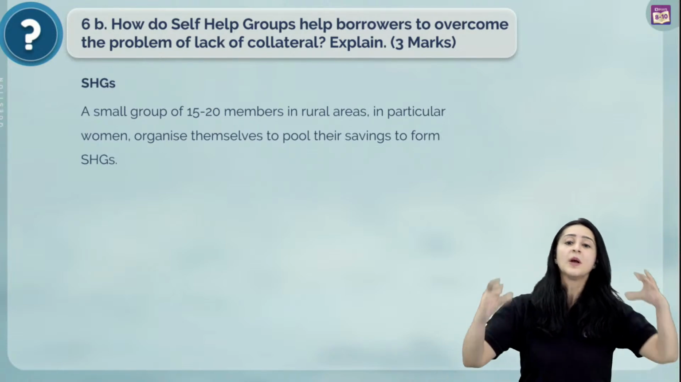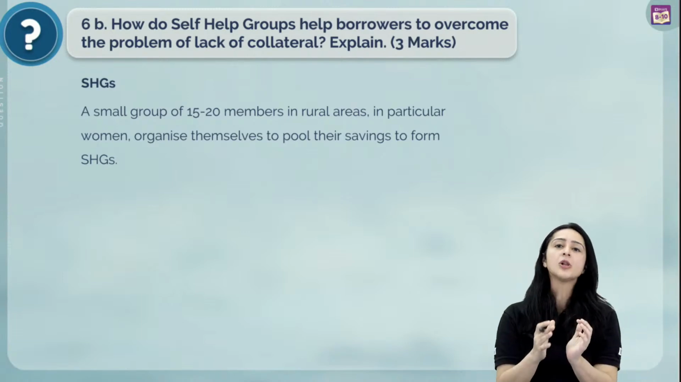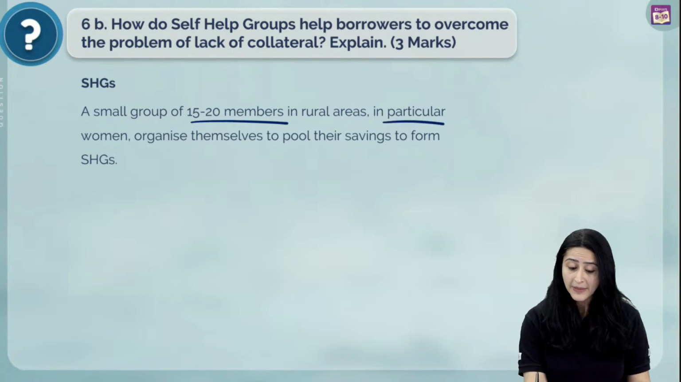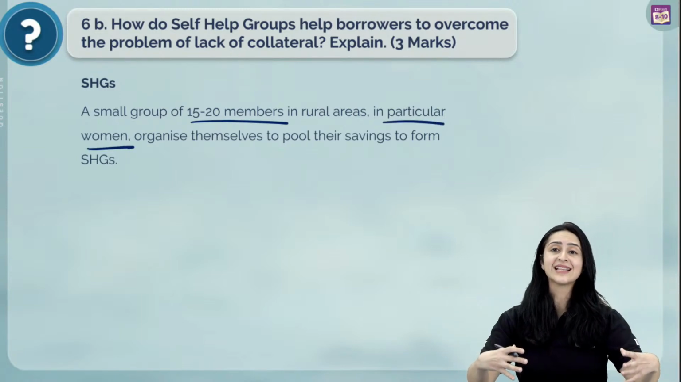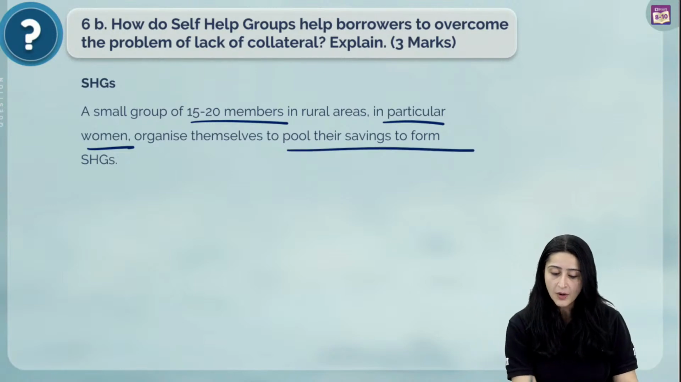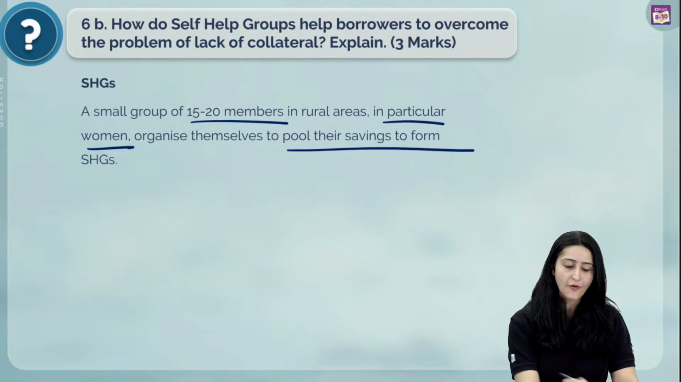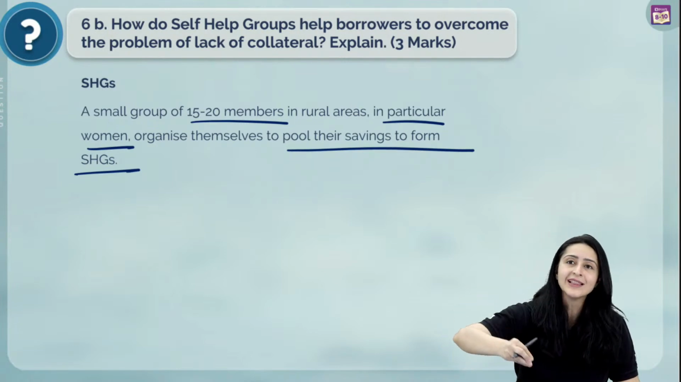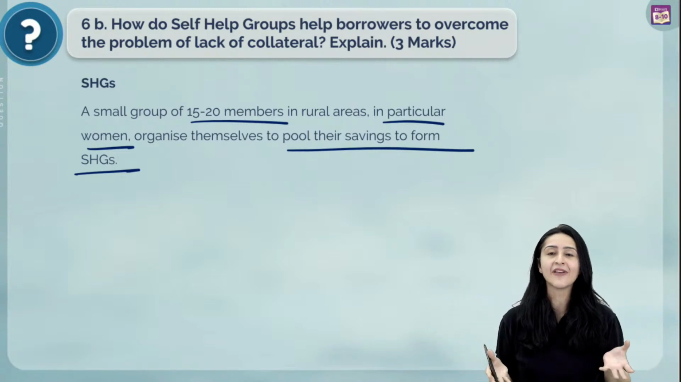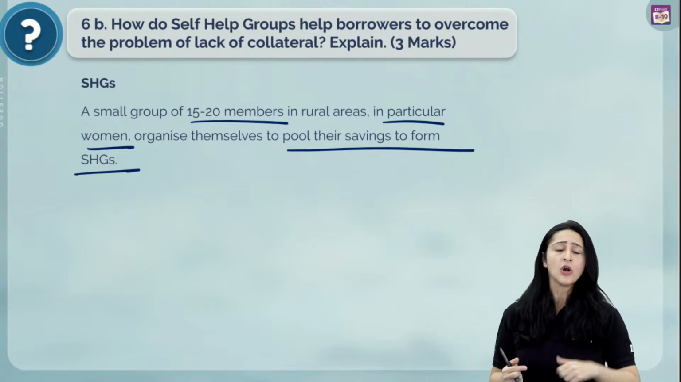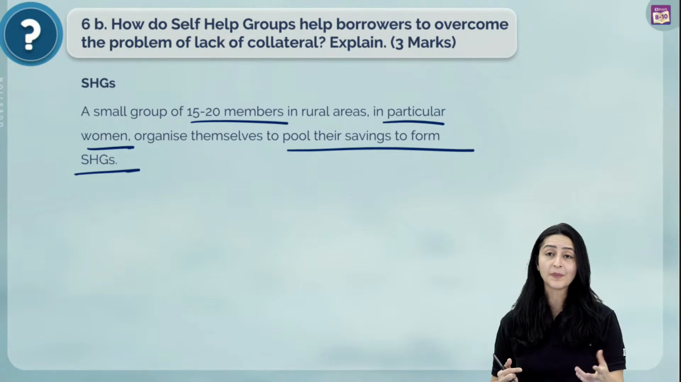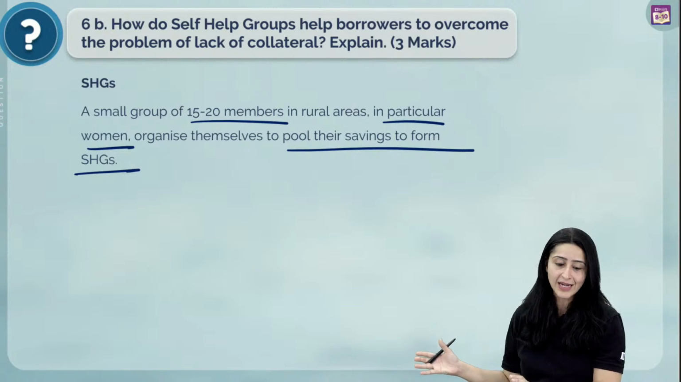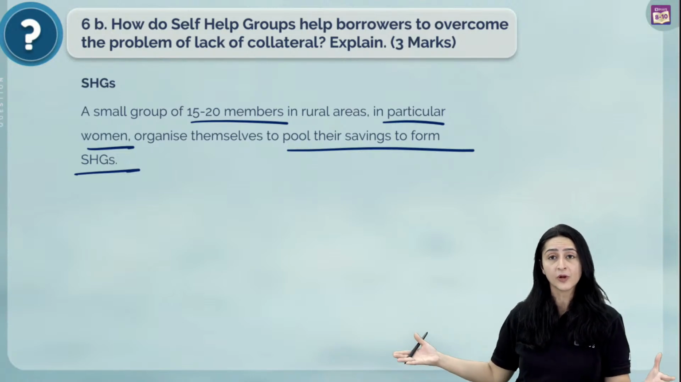So what is a self-help group? A self-help group is basically a small group of members, probably 15 to 20 members in rural areas, particularly women, who organize themselves to pool in their savings or their money to form a self-help group. Now, how does this help? Because when people pool their income together, there is more money available. So, if someone needs money to expand their business or for a particular purpose, then they are able to take money as a loan from the self-help group. Right? So in this sense, it's a very helpful thing to have a self-help group.